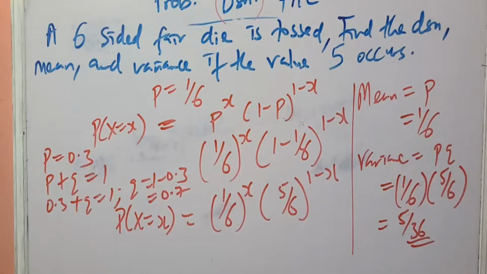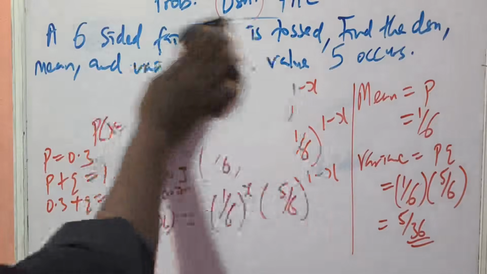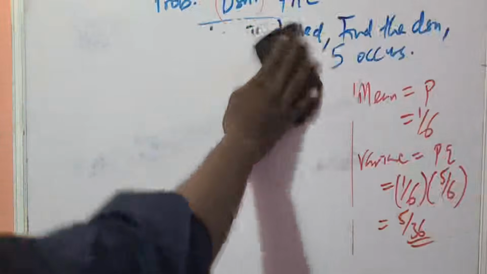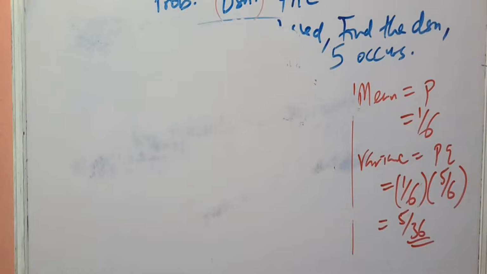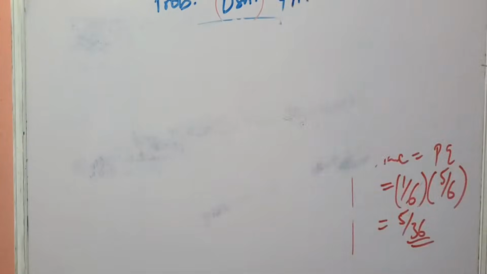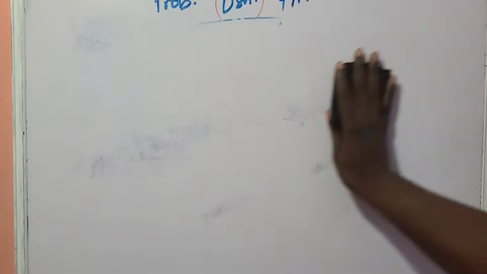Good. The last question under Bernoulli I'll be asking is this. The probability of success in a Bernoulli trial is 0.3. What is the variance? Option A, 0.09. Option B, 0.7. Option C, 0.3. Option D, 0.21. The probability of success in a Bernoulli trial is 0.3. What is the variance?